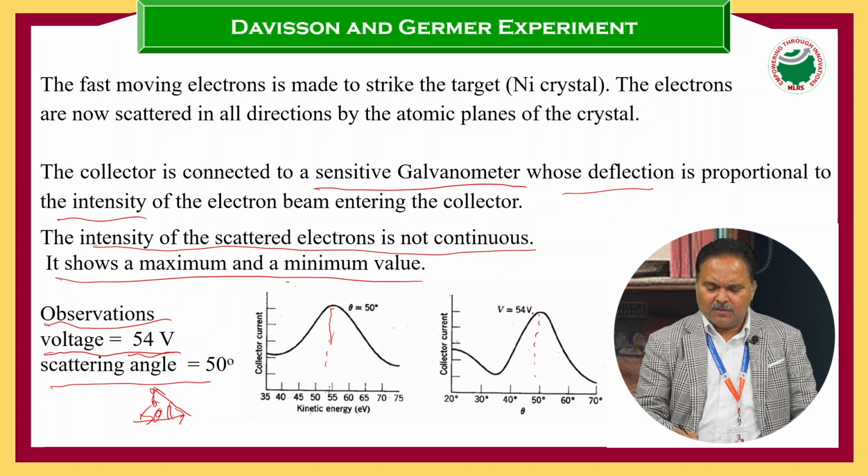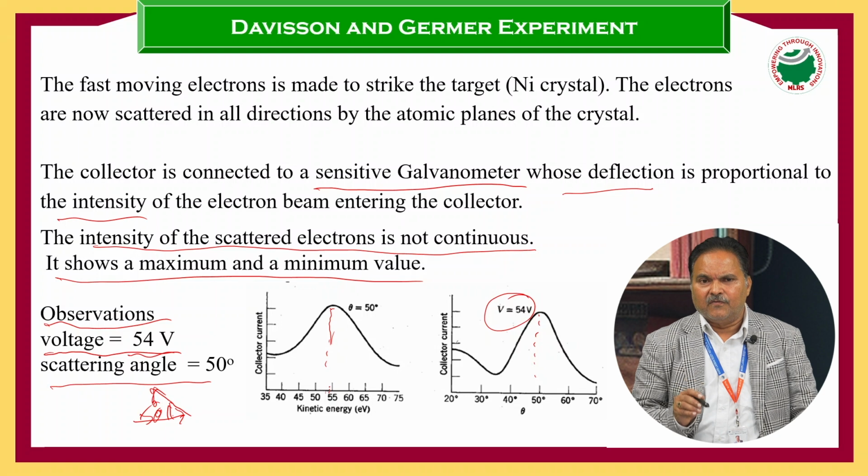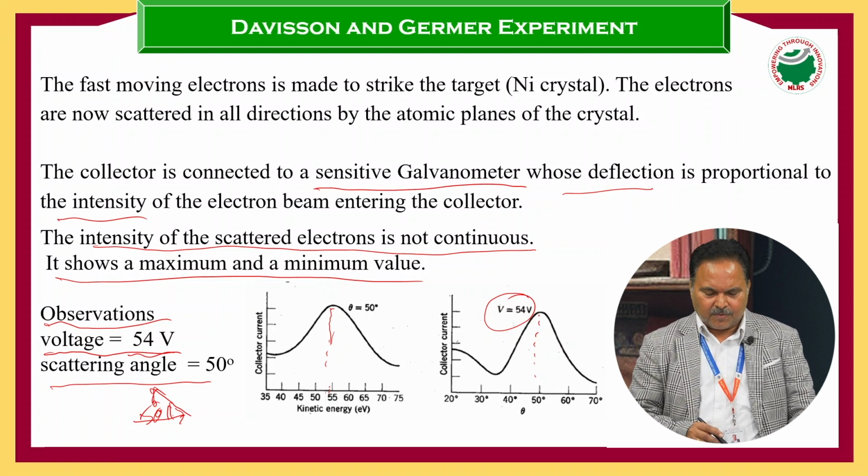That also depends on the 54 volts. These two are interrelated. If you use 50 volts at 50 degrees, you won't get the maximum. If you use 54 volts at 40 degrees, it also does not come. So there are two interrelated observations: 50 degrees and 54 volts. These two are the observations of the Davisson-Germer experiment. From these two observations, how do they make the de Broglie hypothesis correct? That we will see.